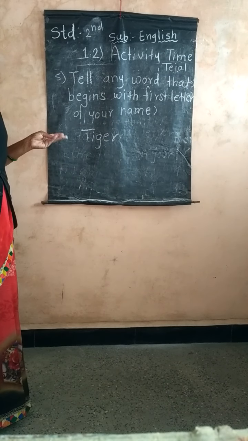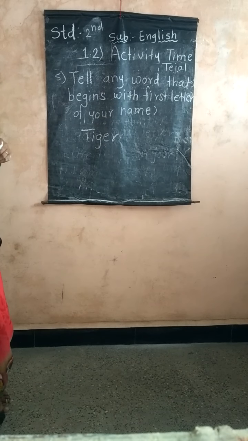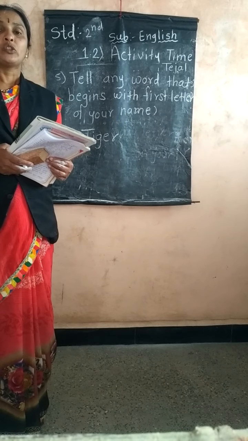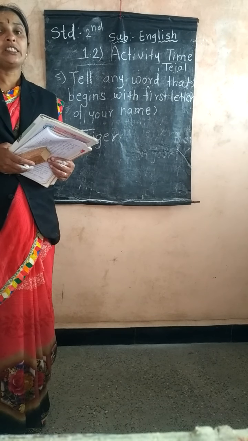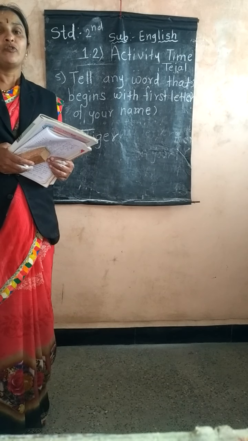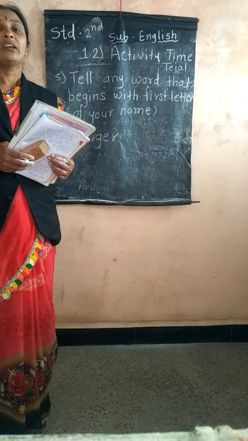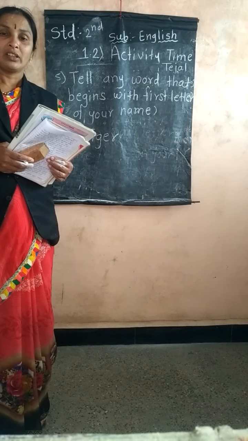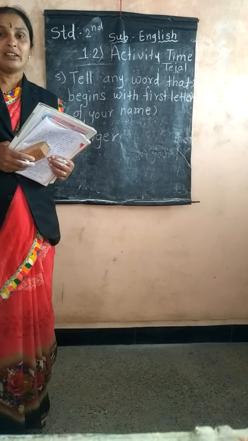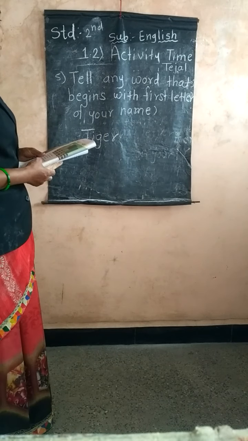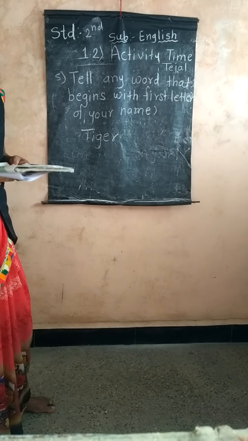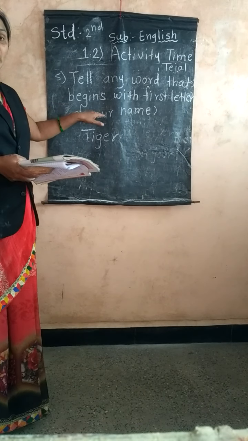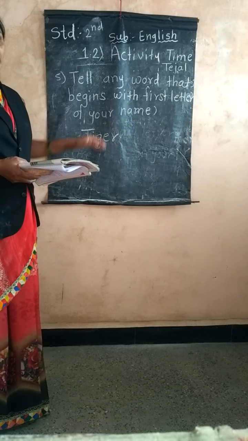First letter, any word. Okay, my name is Sujata. So my name's first letter is S. Which words make S? Sun. Okay, then soon, then sad. That type of word, beginning with your name's letter. Then which words are making S?